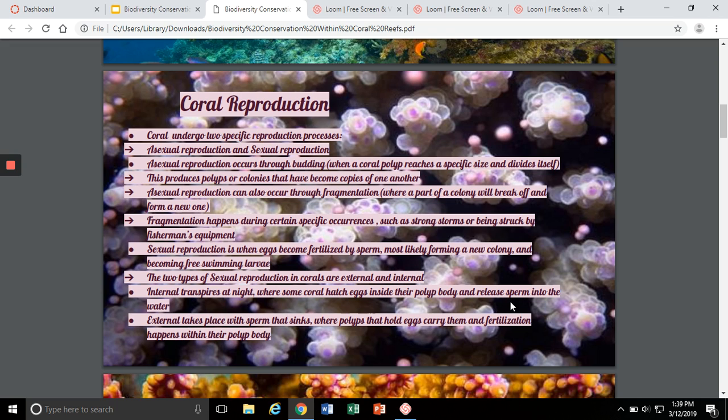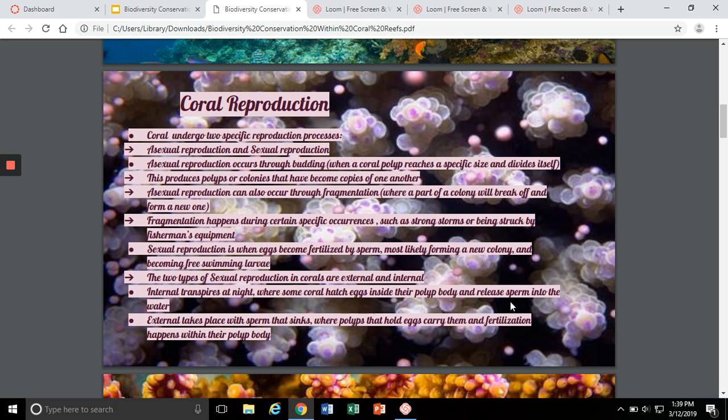And asexual reproduction can also occur through fragmentation, which is when a part of a colony will break off and form a new one. Fragmentation happens during certain specific occurrences, such as strong storms or being struck by fishermen's equipment.